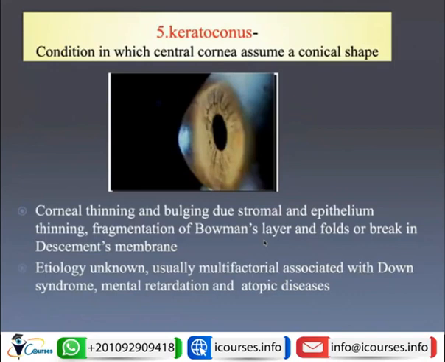Keratoconus is assumed by many authorities to be a hereditary disease. So it has a genetic basis because it can run in families. In this disease, the cornea assumes a conical shape, and there is bulging of the corneal stroma and fragmentation of Bowman's membrane. Sometimes this can lead to breaks in the Descemet membrane, leading to a gush of aqueous inside the cornea, causing acute hydrops. So this can also be considered one of the congenital anomalies of the cornea.